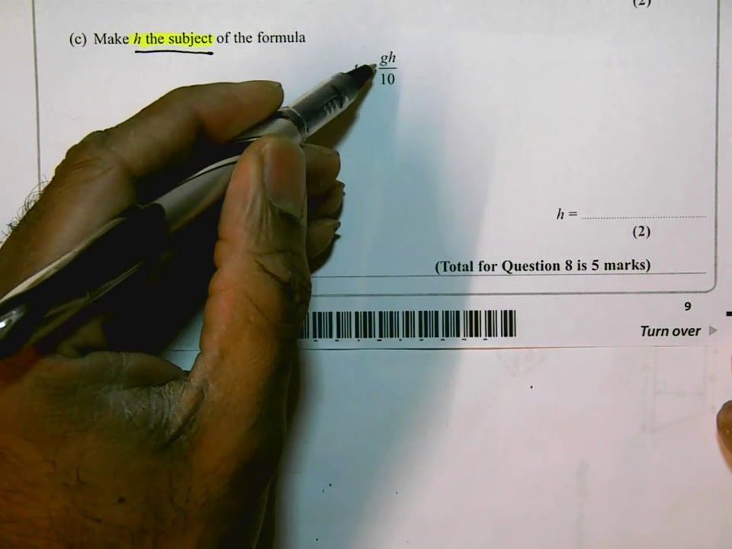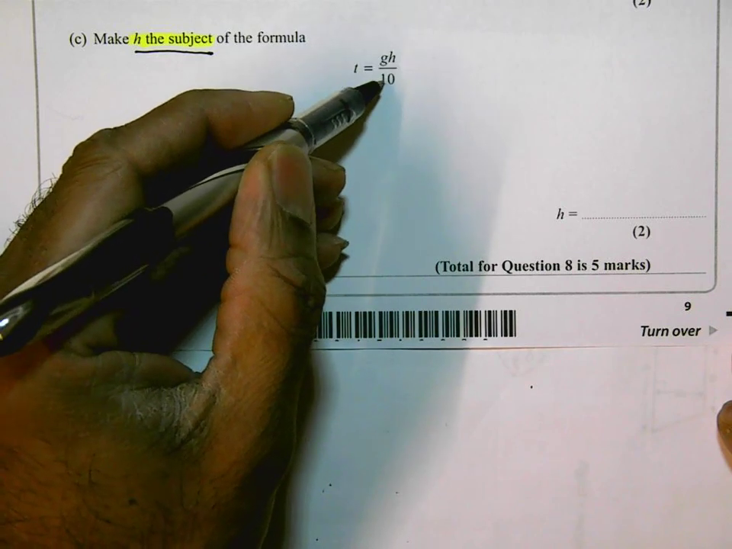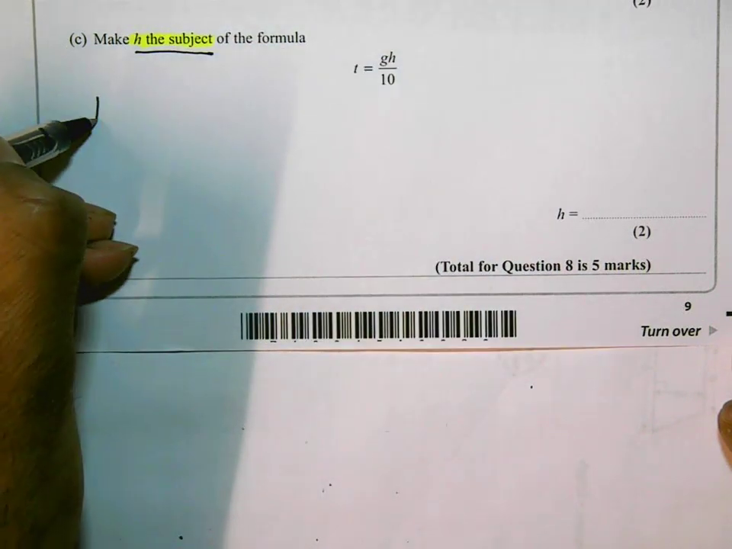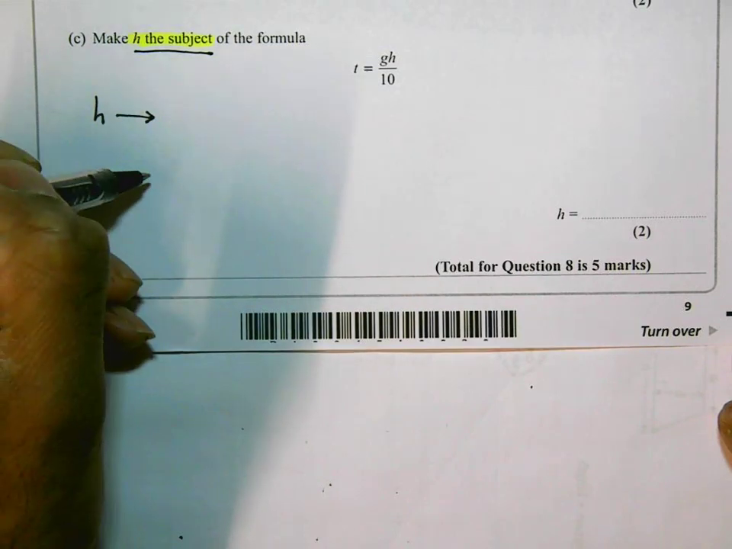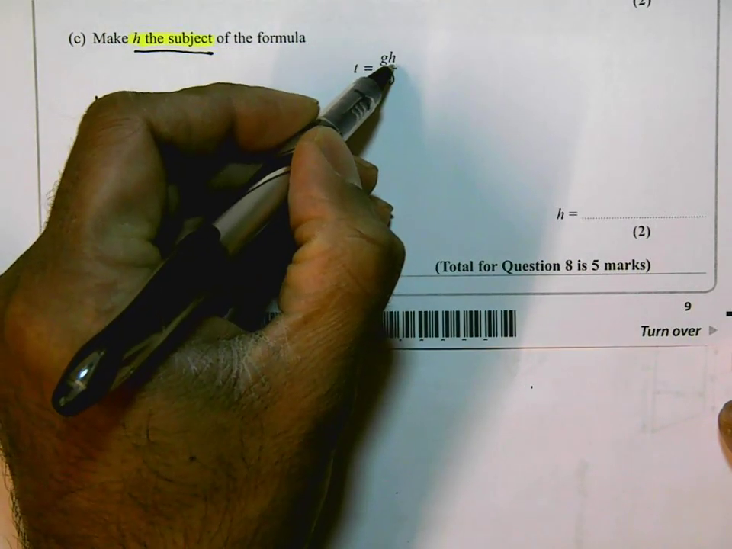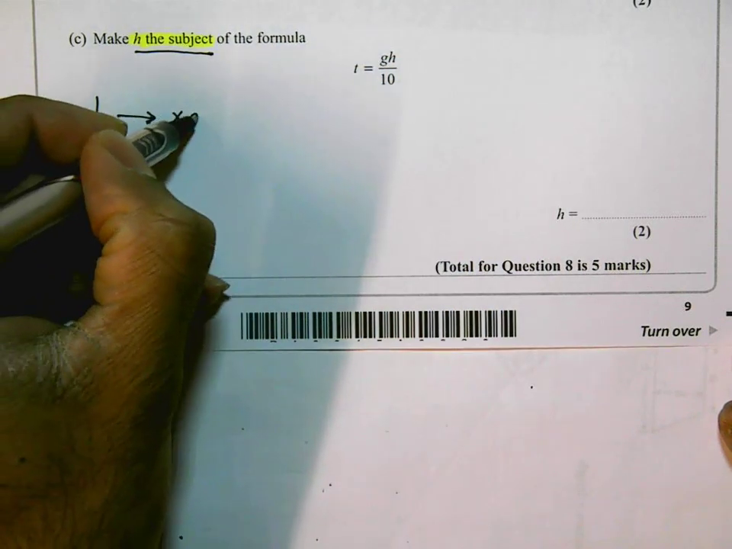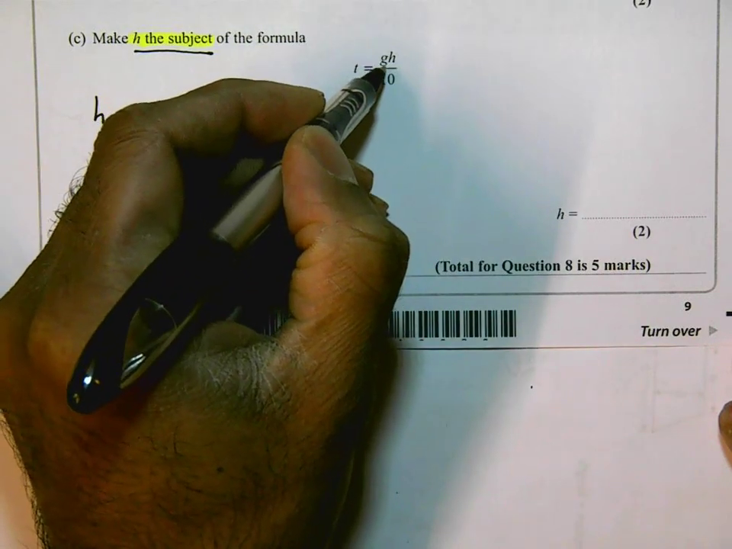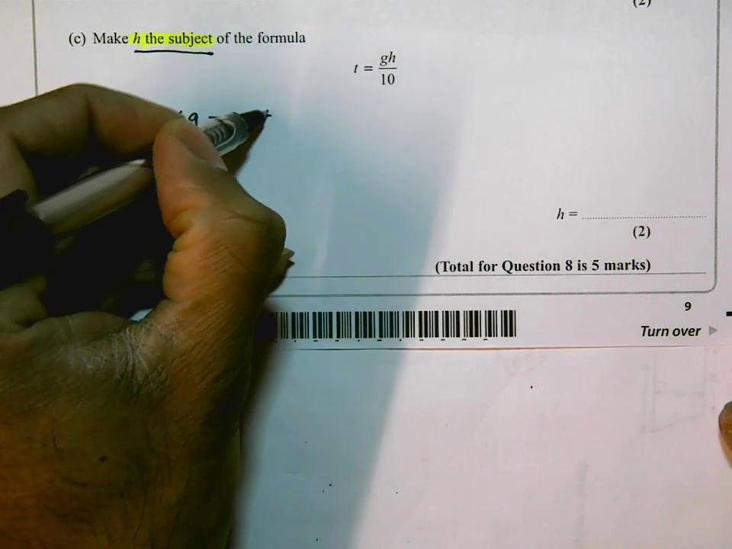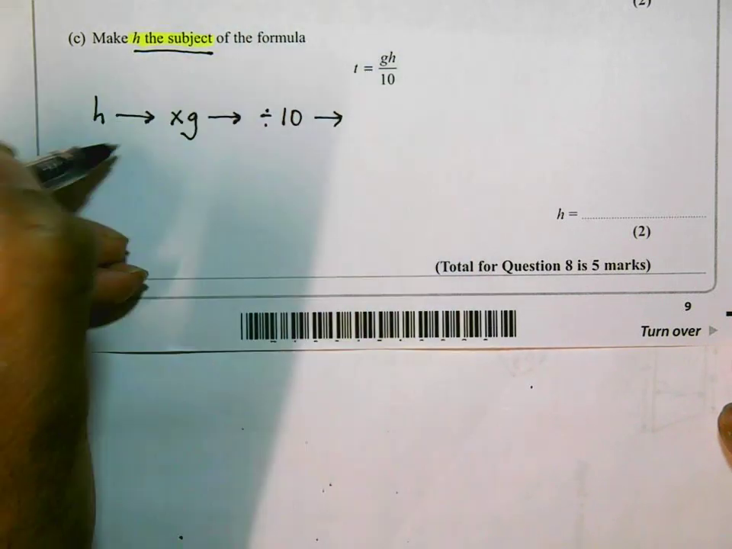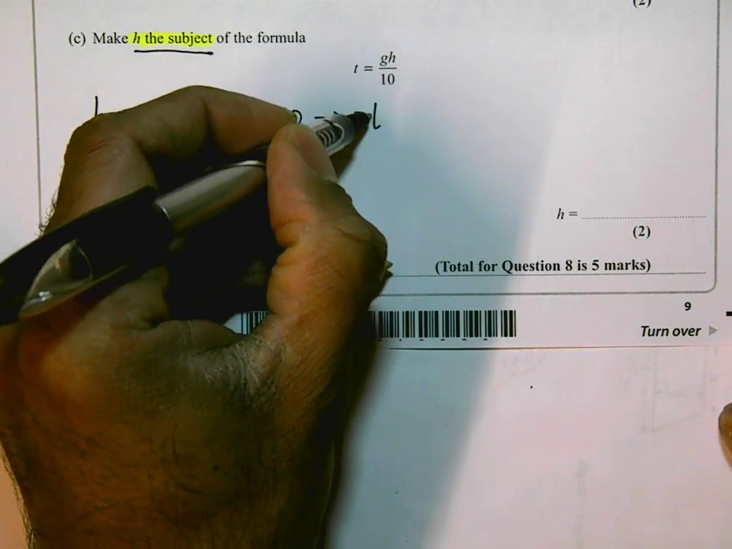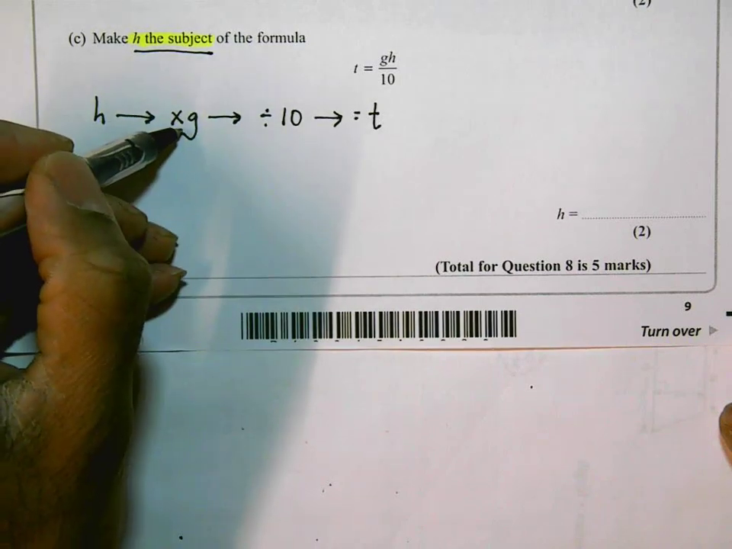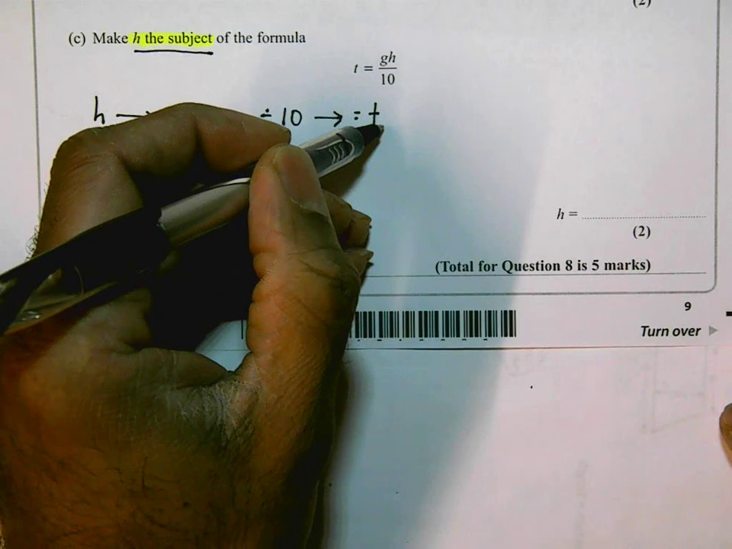T is equal to g times h, and then all of that divided by 10. If I want to make h the subject of the formula, I start from h and draw a flow diagram to describe what happens. So h is being times by g, and then once you've done h times g, you're going to divide by 10, and all of that is going to be equal to t. So if you look at this flow diagram, this tells you everything that happens. H, you times it by g, you divide by 10, and that gives you t. Exactly what the equation up there says.